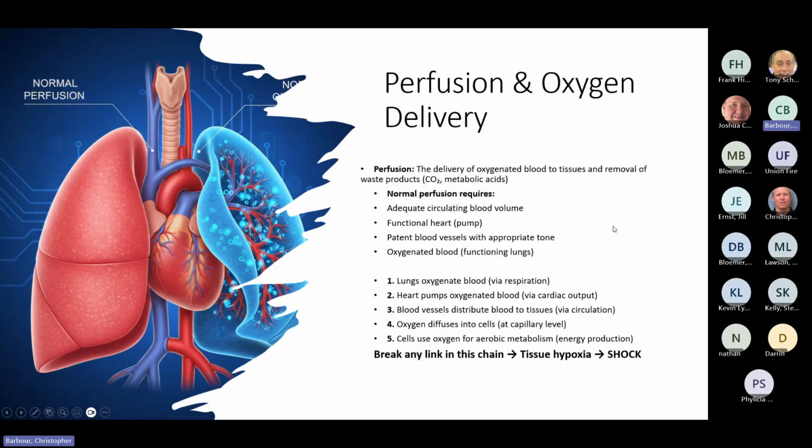There is one other part of this. We have to be able to move oxygen around. So when we talk about perfusion and oxygenation, we might be able to oxygenate the lungs, but can the heart move that oxygenated blood around? And this is just a little bit of the A&P behind it. Just remember that if there's a break in any of these lovely things down here, you will get tissue hypoxia and you'll go into shock.